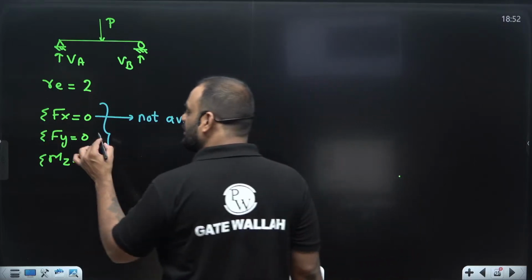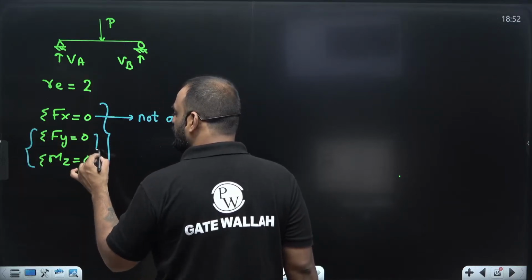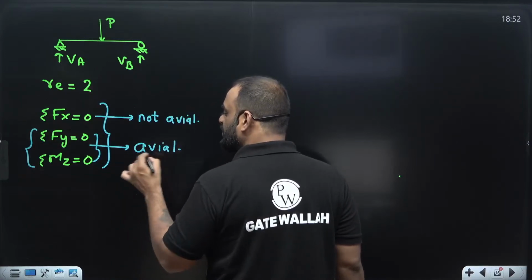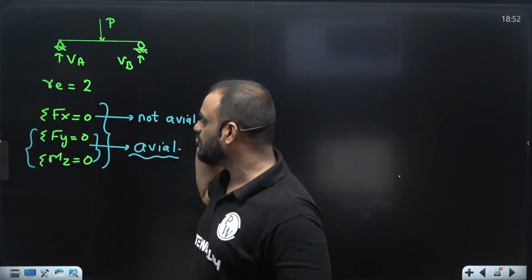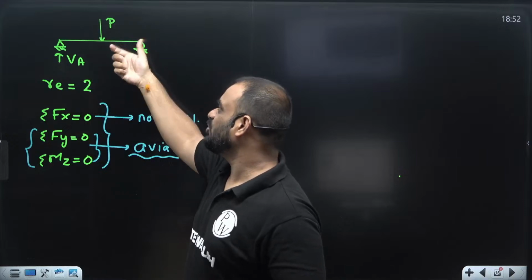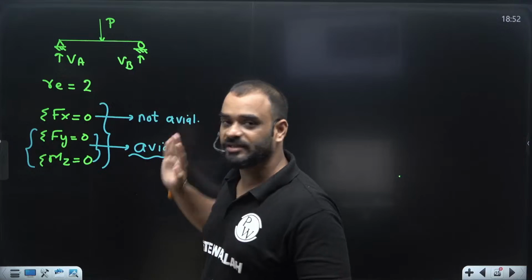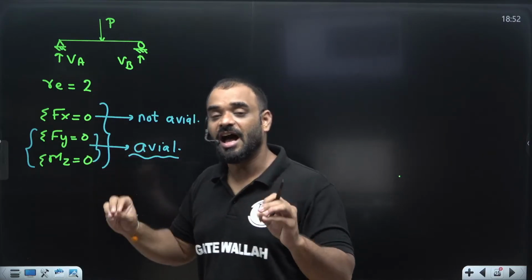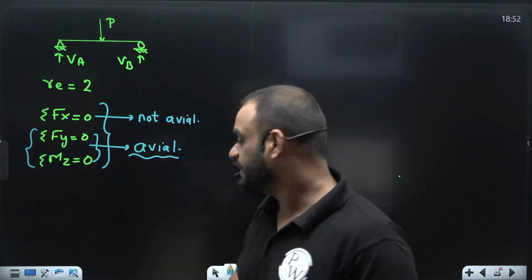But if we talk about summation Fy = 0 and summation Mz = 0, these two equations are available, because we can write summation Fy = 0, that means VA plus VB minus P is equal to 0, and summation Mz = 0, that means VA into L minus P into L by 2. So by using these two equations, we are able to get the values of VA and VB. That means these two static equilibrium equations are available in this particular scenario. Clear? Okay, sir.